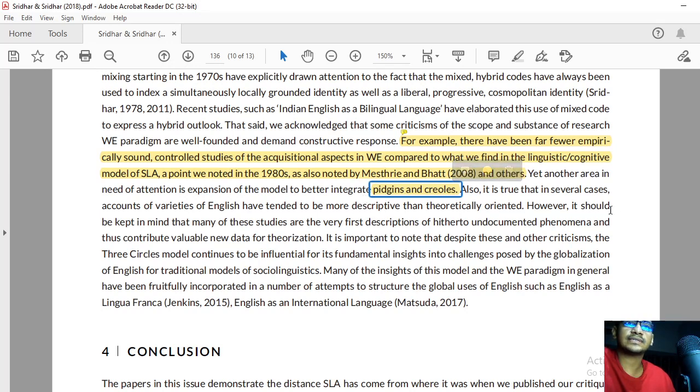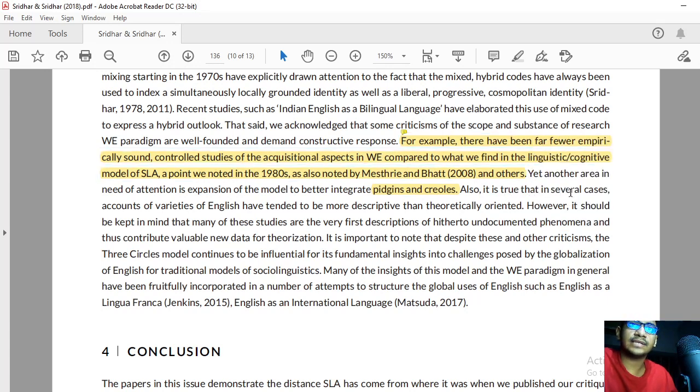However, since pidgins and Creoles are not like quote unquote standard English is, people have been neglecting them. Most scholars have been neglecting them until some decades ago. So there is still a lack of research in pidgins and Creoles related to world Englishes here.